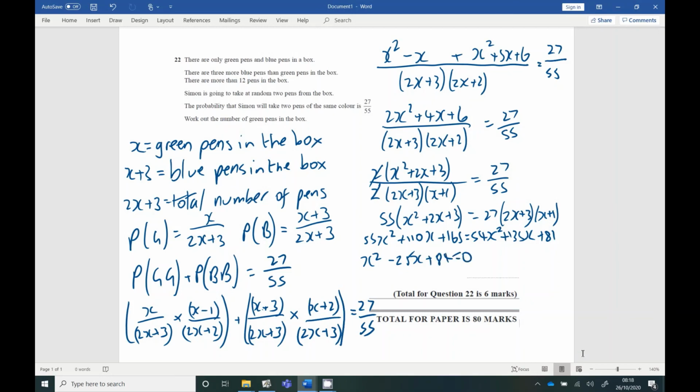What two numbers multiply to be 84 but add to be minus 25? That's minus 21 and minus 4. So that gives us two solutions, x either equaling 21 or x equaling 4. Now we're told that the total number of balls, pens rather, is more than 12, so it can't be the 4. Now x equals 21. We're asked to work out the number of green pens in the box. The number of green pens, which equals x, is 21.